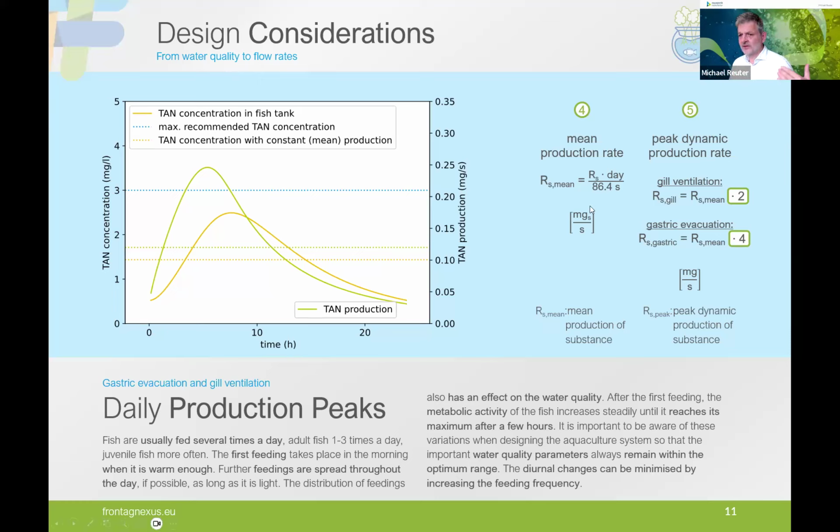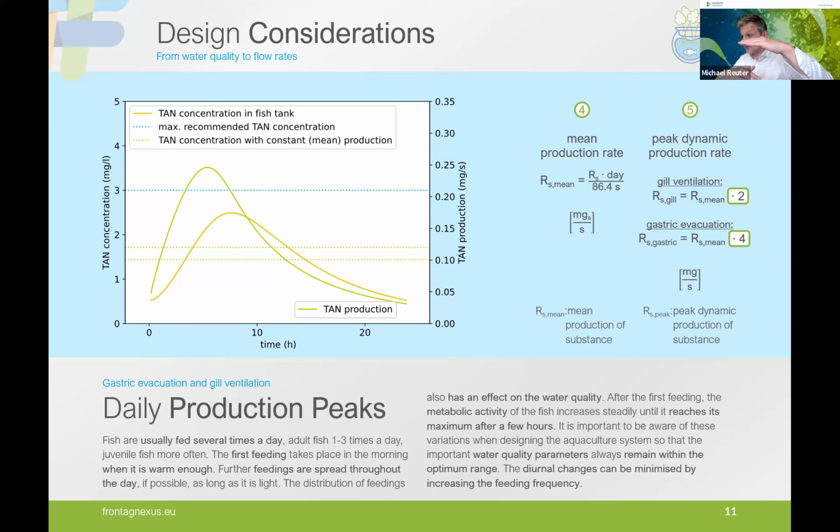And if you look at the mean values of the production compared to the peak values on a daily basis, we will have to multiply the ammonia production, for example, as it is a gill ventilation, by 2, the mean value. And for solids, for example, we have to multiply the mean value by 4.